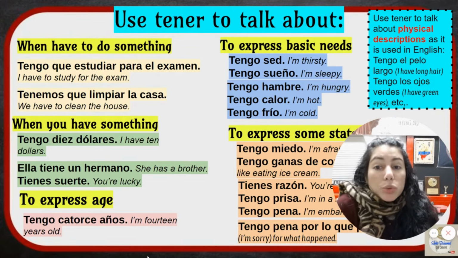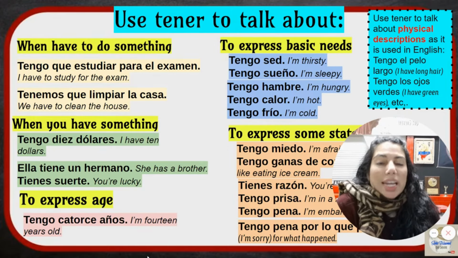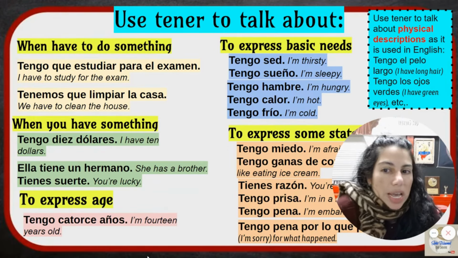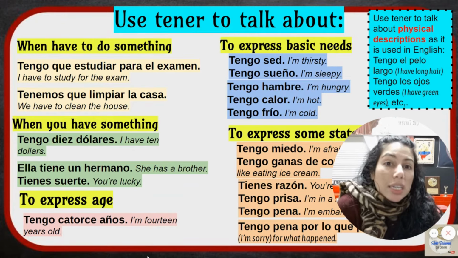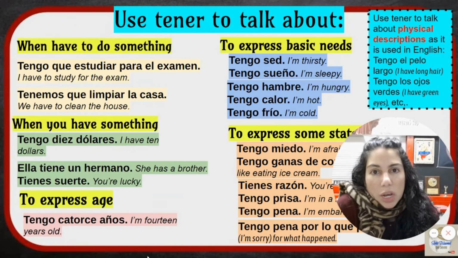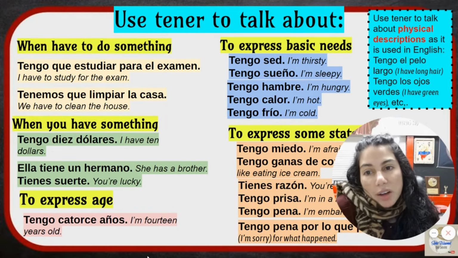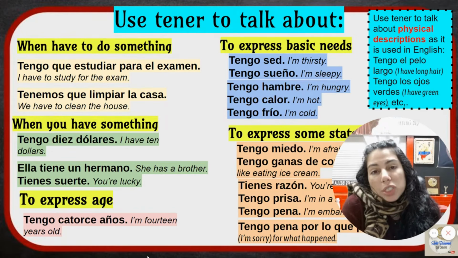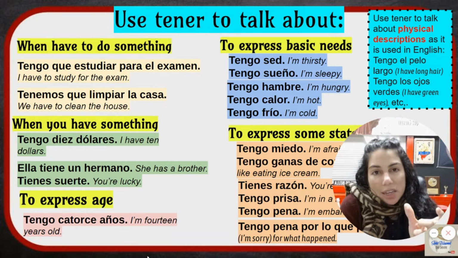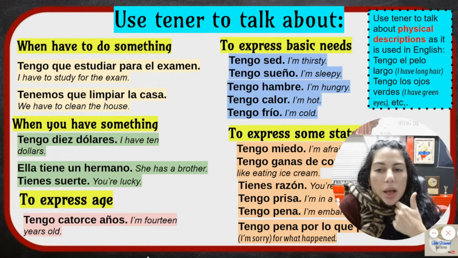So tengo que estudiar, tengo que limpiar, I have to clean the house, tengo que ir, I have to go, tengo que comer, I have to eat. So remember that when you have to say you have to do something, you use tener, and you have to use que after tener. So it goes together.